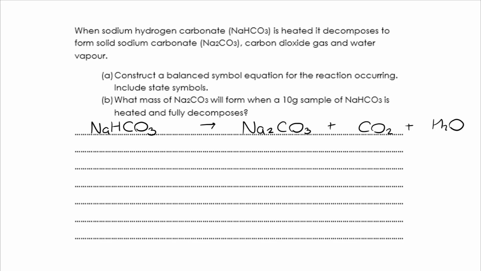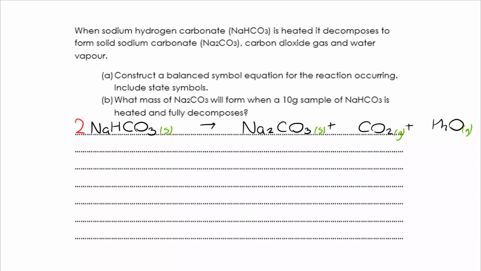So here we've got an equation that we need to balance. We've got the sodium hydrogen carbonate breaking down to sodium carbonate, carbon dioxide and water. The balancing of it, I can see straight away the sodiums are unbalanced. And that's pretty much it. But the question did ask for state symbols as well. So solid, solid, gaseous and gaseous. It's important to note that the water does specify water vapour.